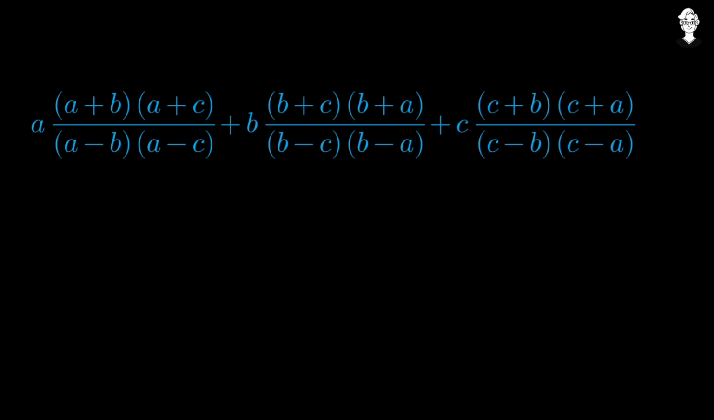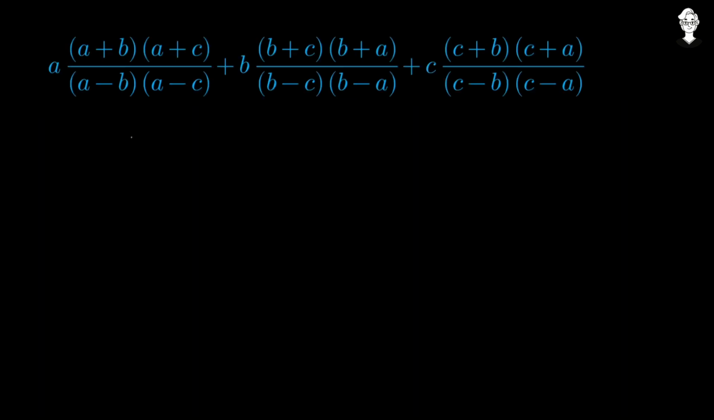How can we simplify this particular expression? So first of all, I will try to take a common denominator equal to (a minus b) multiplied with (b minus c) multiplied with (c minus a). Now if I want to take this as my common denominator, all these three terms should contain the same denominator. So let us do some modification to these three terms.